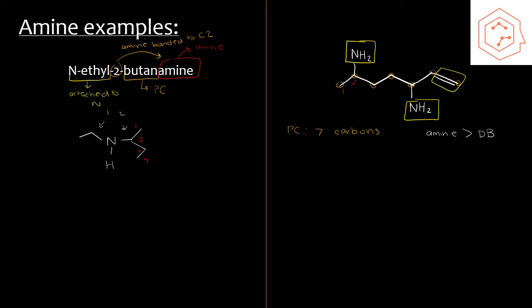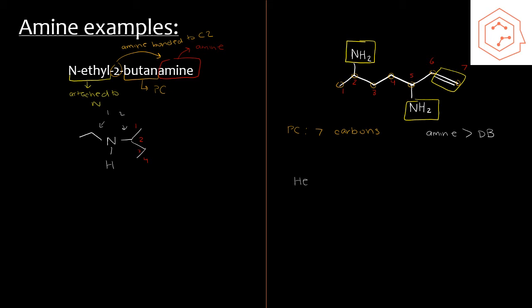So then this amine would be found at carbon 2. This amine would be found at carbon 5. And now our alkene group, or double bond really, is going to be found attached to carbon 6. So remember, we want to number the carbon chain so that our functional group of highest priority has the lowest carbon number. So now we can go ahead and assemble this information.